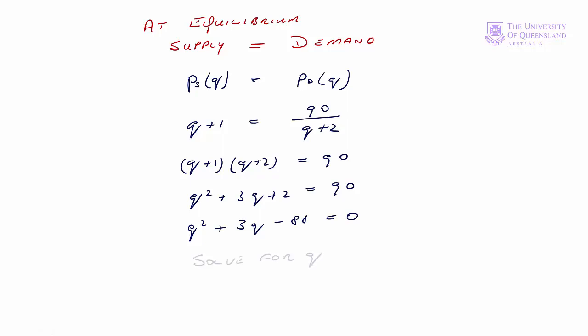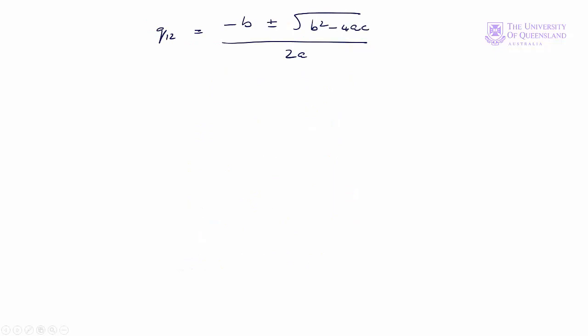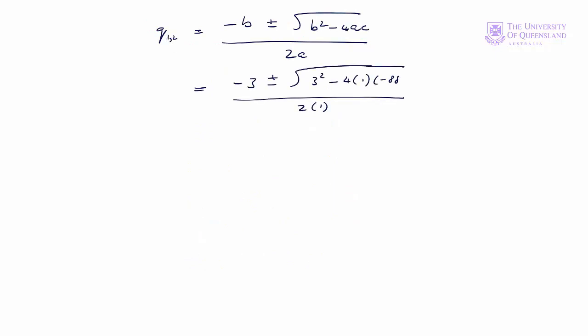To solve for Q, we'll use the quadratic formula. We have the general form of our formula there, substituting in the appropriate values. That implies that Q is equal to minus 11, or Q is equal to 8. Quantity is greater than or equal to 0. In other words, we can't have a negative value for quantity. So therefore, our equilibrium quantity, we'll call that Q star, is equal to 8.